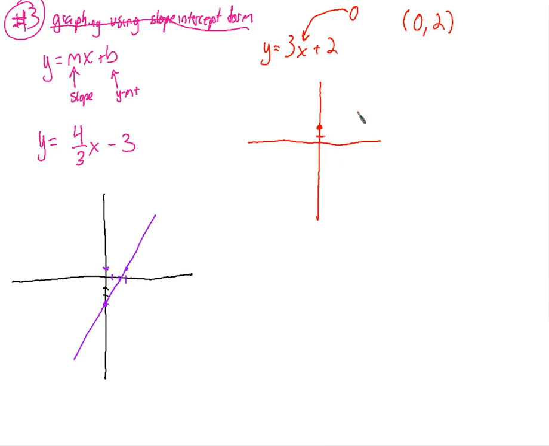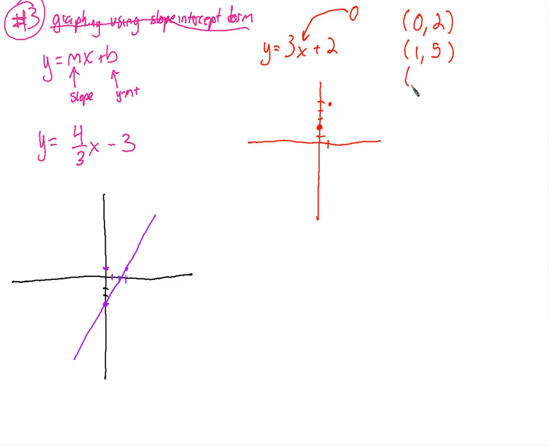Okay, what's another solution? Well, we can just put anything we want in for x. So let's put in 1 for x. So we put in 1. 1 times 3 is 3 plus 2 is 5. Okay, so I just went over to x is 1. I went from x is 0 to x is 1. And I go up to 5. Notice I just go up 3 from here, up 3.